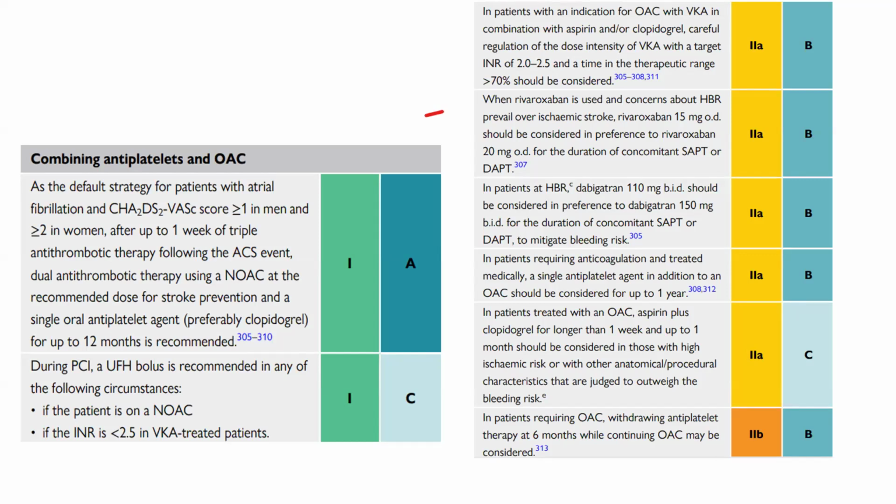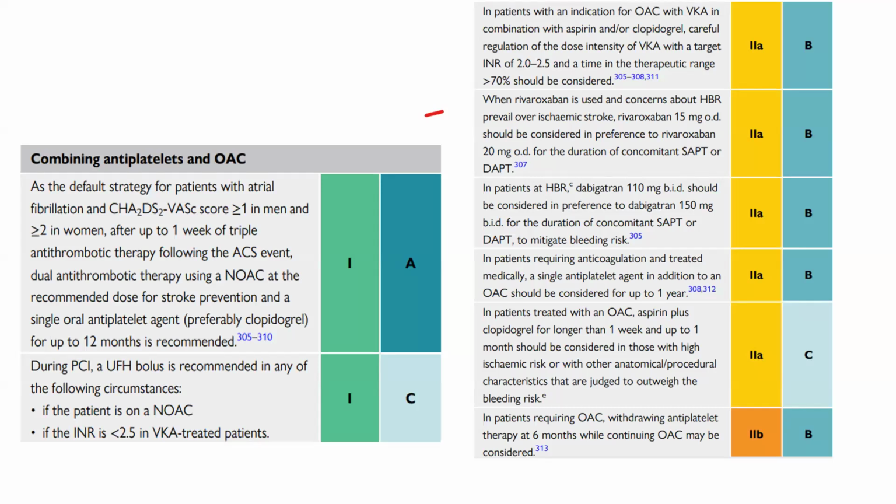So like I said, if you are doing the triple, you're either doing 1 week or up to a month. 1 week is for those who have high bleeding risk. The up to a month is for those with relatively acceptable bleeding risk but high risk of thrombosis, ischemic risk. So you may want to do the triple for a month before going to the oral anticoagulation combined with a single antiplatelet therapy. In patients requiring oral anticoagulation, withdrawing antiplatelet therapy at 6 months whilst continuing oral anticoagulation may be considered. That is 2B.